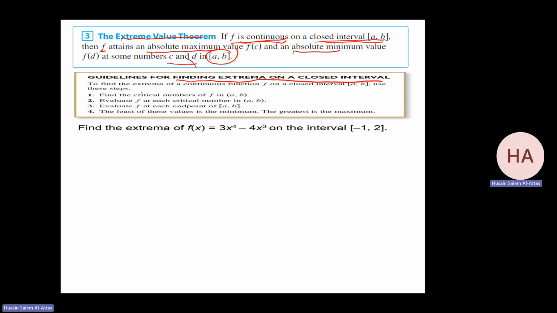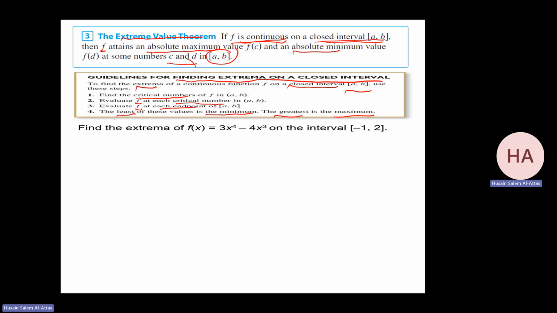How to find those extrema for a continuous function on a closed interval? I need to do this first step. First, I find the critical numbers. Then I evaluate f at each critical number. And then I evaluate f at each endpoint. I need the critical numbers and the endpoints. The endpoints are given since I have the interval. So I find f at the critical numbers and f at each endpoint, a and b. The least will be the absolute minimum, and the greatest is the absolute maximum.